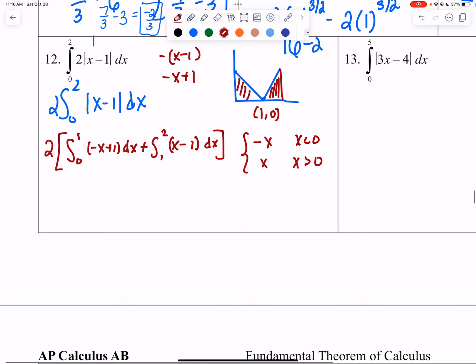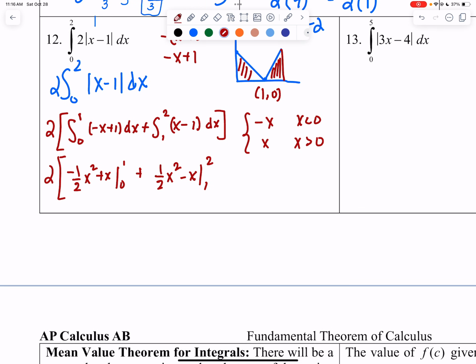Okay, so I'm going to take the integral, aka the antiderivative, of both left and right. So I have negative 2, negative 1/2 x squared plus x from 0 to 1, plus 1/2 x squared minus x from 1 to 2. And then we're going to just call it a day and hope for the best. Using the fundamental theorem of calculus, I have negative 1/2, 1 squared plus 1.